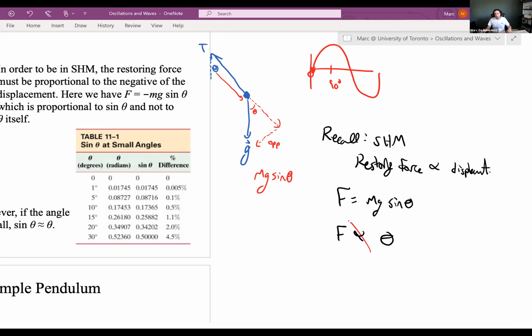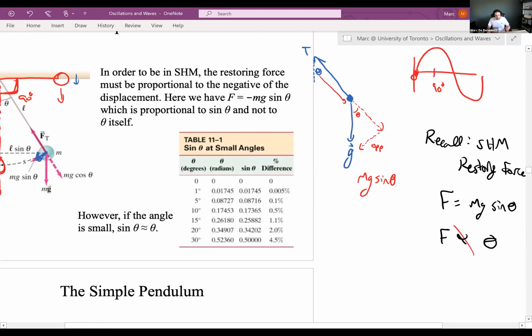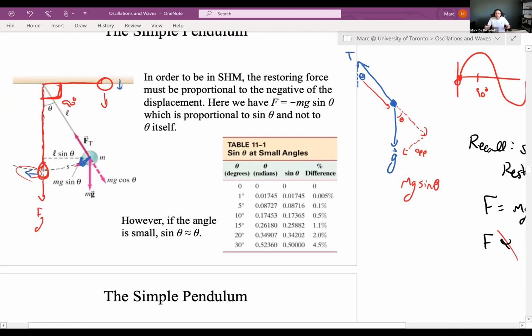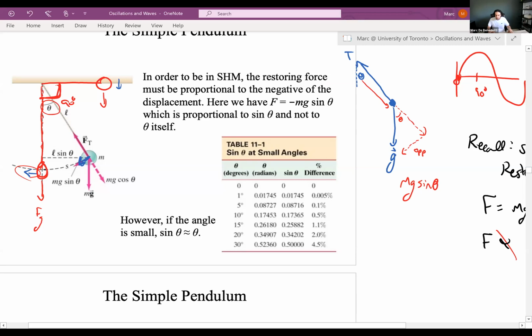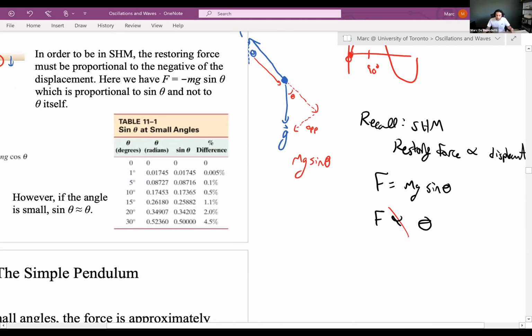Now, why am I comparing theta? Theta is the displacement. Theta is physically the thing that we measure for angular displacement. So in order for it to be simple harmonic motion, force would have to be a direct function of theta. It's not a direct function of theta. It's a function of sine theta.